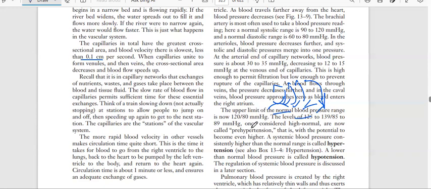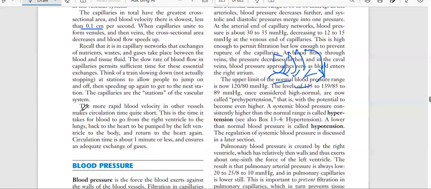The more rapid blood velocity in the other blood vessels makes circulation time quicker and shorter. This is the time it takes for blood to go from the right ventricle to the lungs, back to the heart, to be pumped by the left ventricle to the body, and return to the heart again. Circulation time is about 1 minute or less and ensures an adequate exchange of gases. So basically, the reaching of all material to the cell is the main goal of the heart. The heart pumps, and only then will the required material reach the cell.